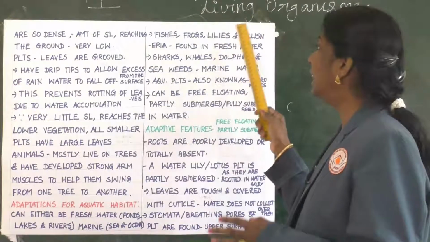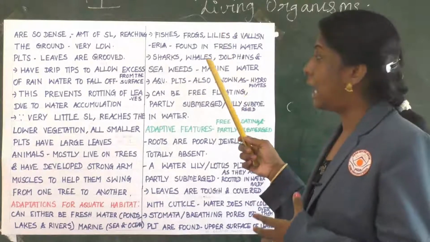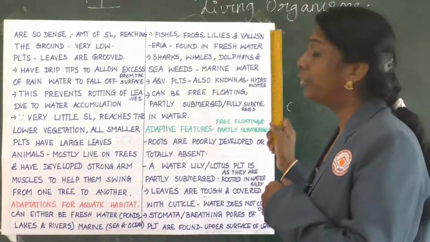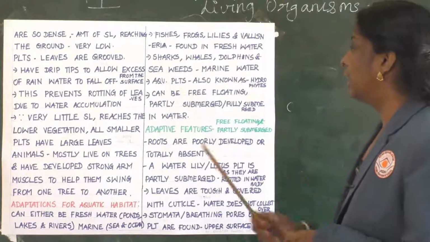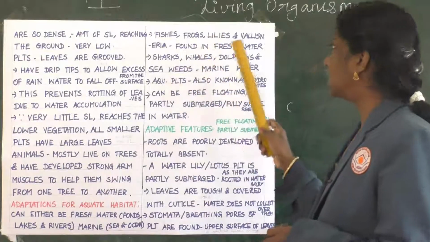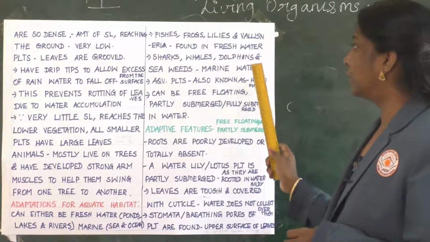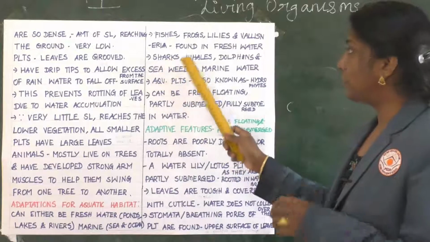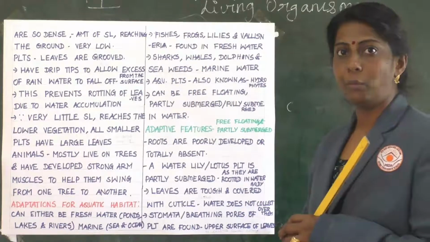The animals present in this aquatic habitat, like fishes and frogs, and plants like lilies and Balasinaria, are some common examples found in fresh water. Then sharks, whales, dolphins and seaweeds are some examples present in marine water, sea water.